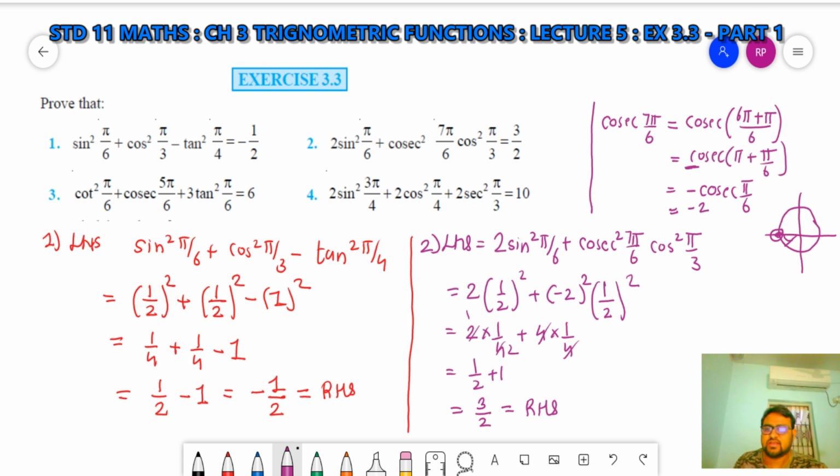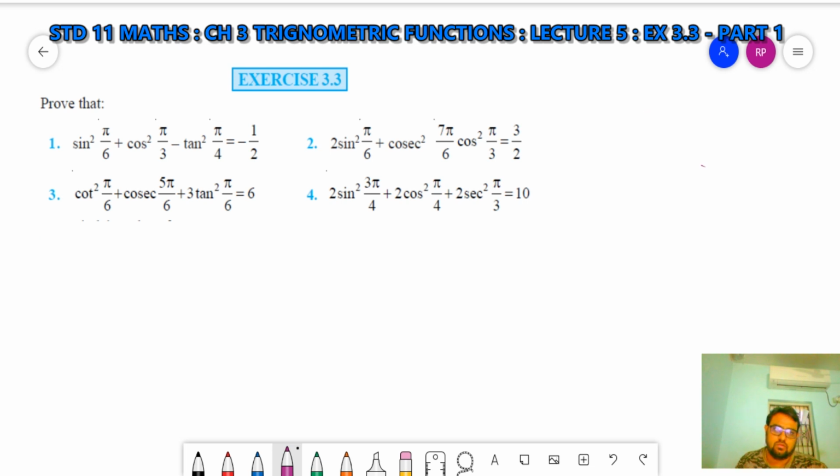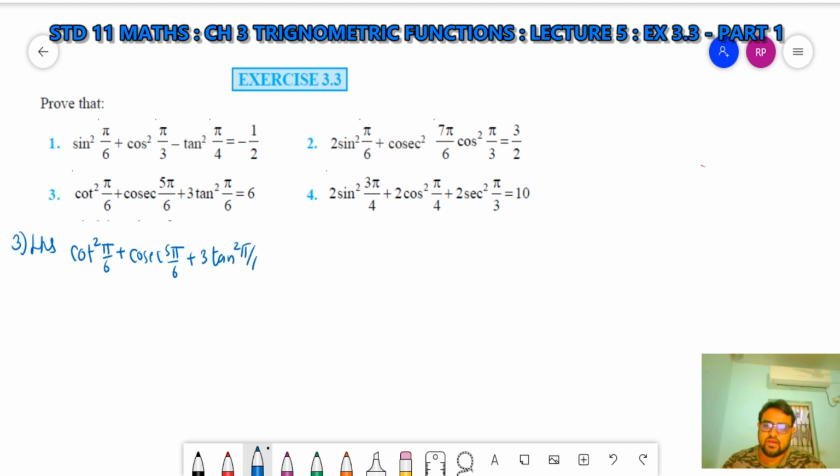Okay, now let's move to the next, that is the third. LHS: cot square pi by 6 plus cosec 5 pi by 6 plus 3 tan square pi by 6. What I will do is find cosec 5 pi by 6 separately.